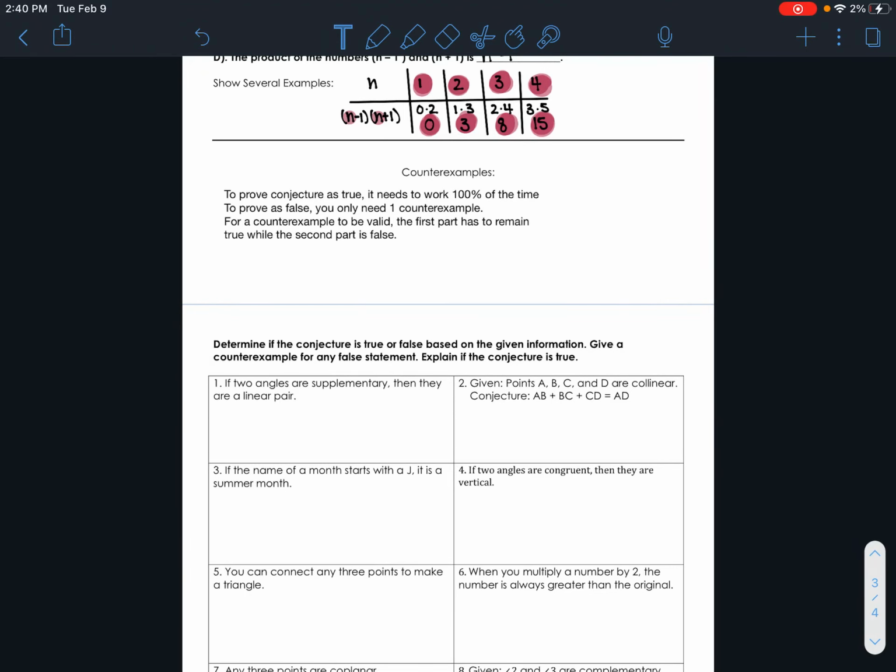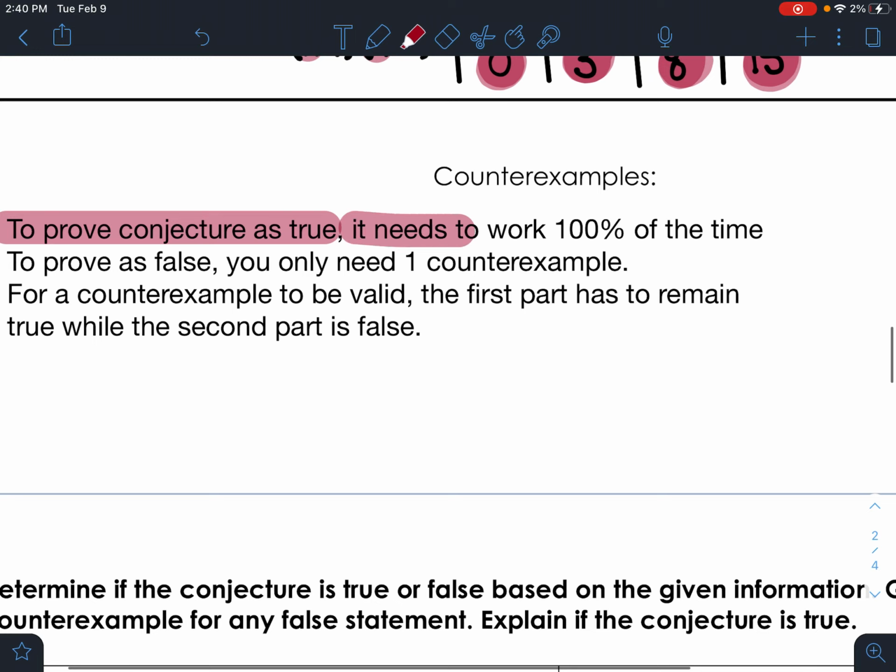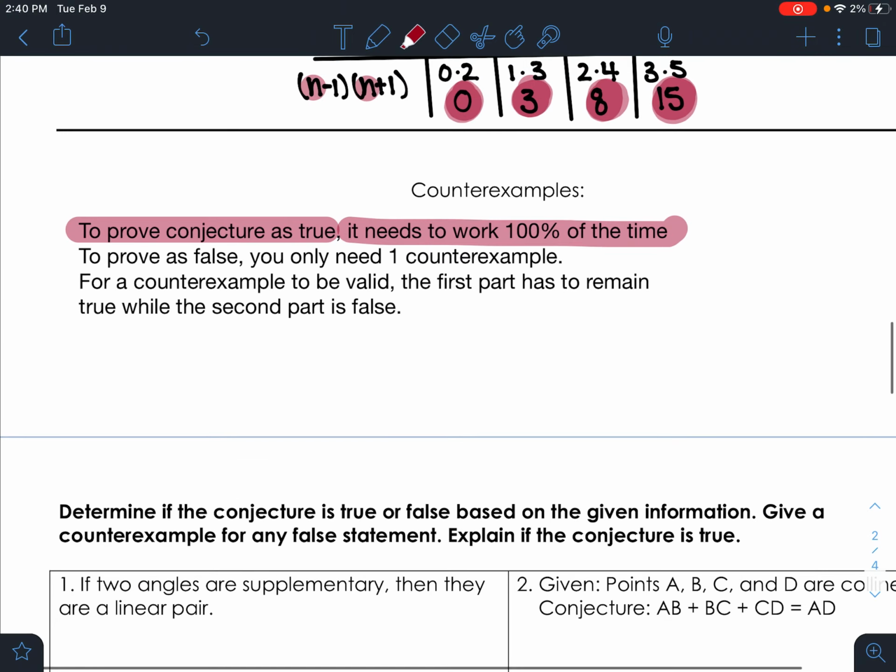All right, guys. So our last little bit here is on counterexamples. A couple things about them. To start, to prove a conjecture is true, it actually has to work 100% of the time. Infinite examples where it is always true. But to prove it as false, you only need one counterexample, and that's why proving a conjecture false is much easier than proving it true, because you only need one example where it's false.